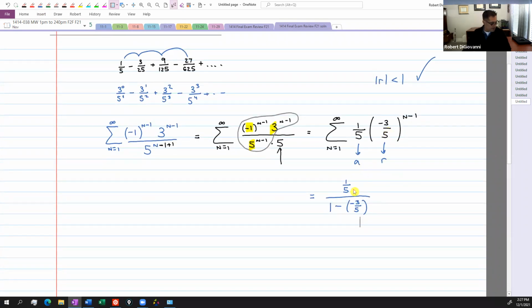So we should get 1/5 over 1 + 3/5, which is 1/5. See, we add these together, we need a common denominator. So if you put a common denominator, you should get 8/5. Flip it, you should get 1/8. Is that right? Yeah, 1/8. That's the sum.